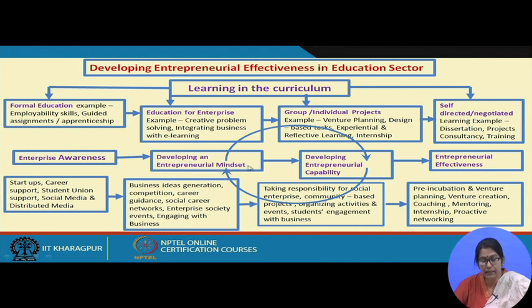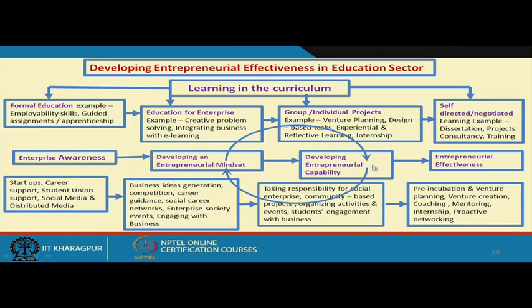And developing an entrepreneurial mindset. As we have already discussed, educational entrepreneurs need to develop a new set of skills and mindset. So, along with the different kinds of entrepreneurial skills, we need to develop a mindset also. For developing an entrepreneurial mindset and entrepreneurial capability, with the mindset we need to groom our own capabilities, and develop our own abilities and competencies. So, developing the entrepreneurial capabilities, and then moving towards entrepreneurial effectiveness.